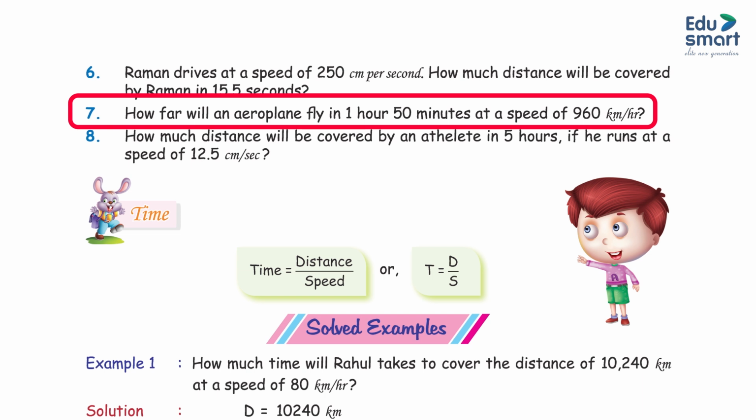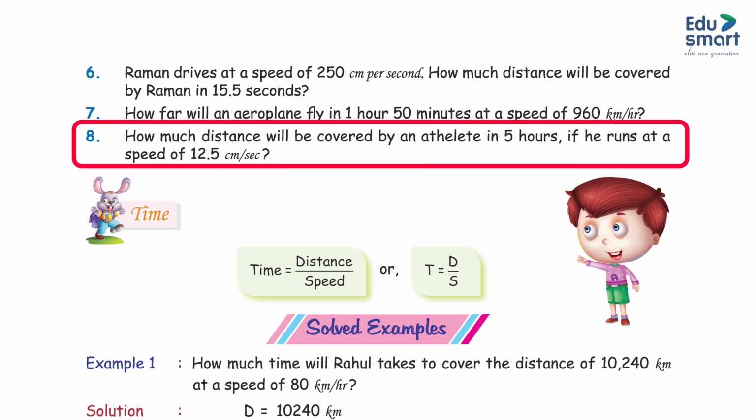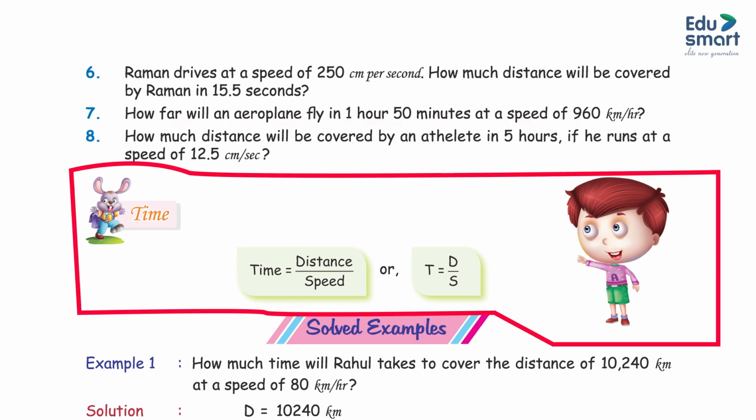Question 7. How far will an aeroplane fly in 1 hour 50 minutes at a speed of 960 km per hour? Answer: 1760. Question 8. How much distance will an athlete cover in 5 hours if he runs at a speed of 12.5 cm per second? Answer: 2,25,000 cm. Time equals distance upon speed, or T = D upon S.